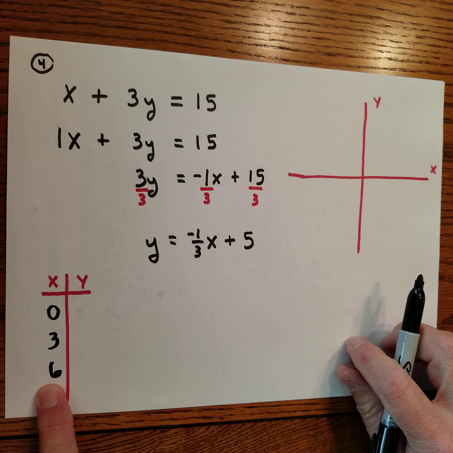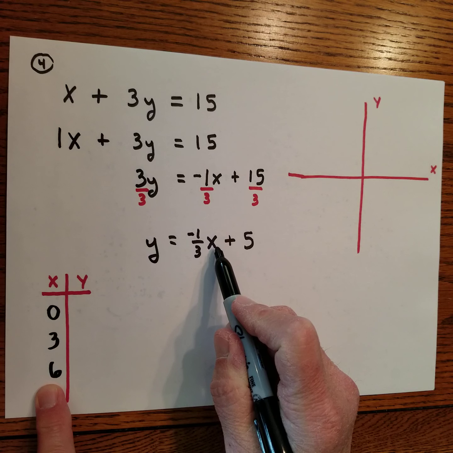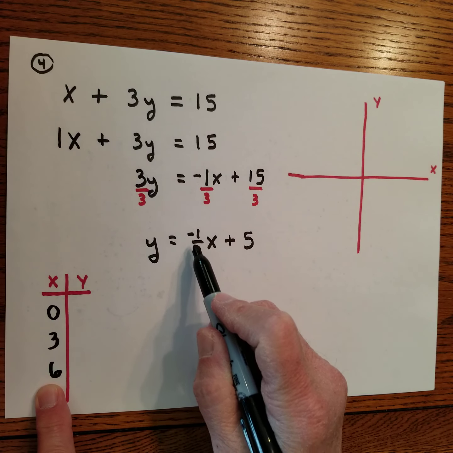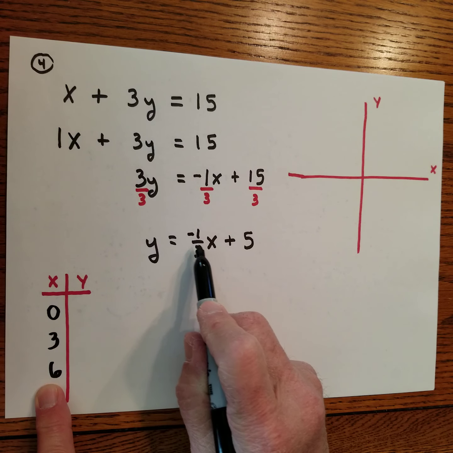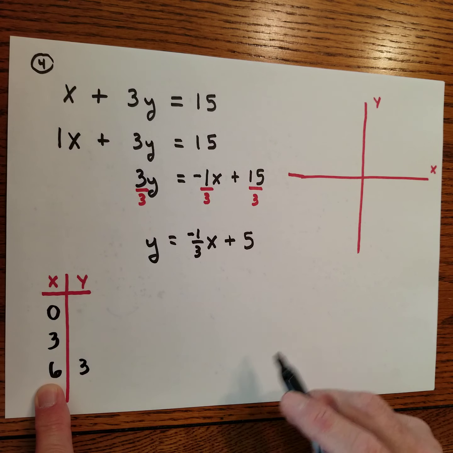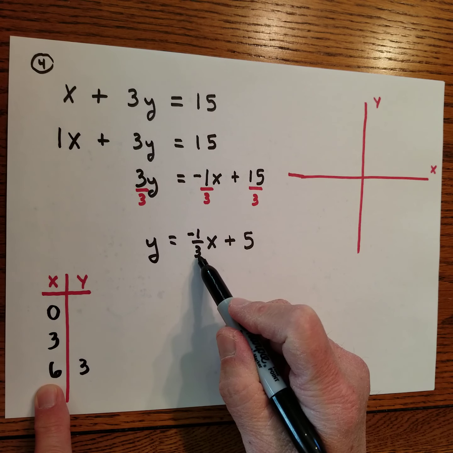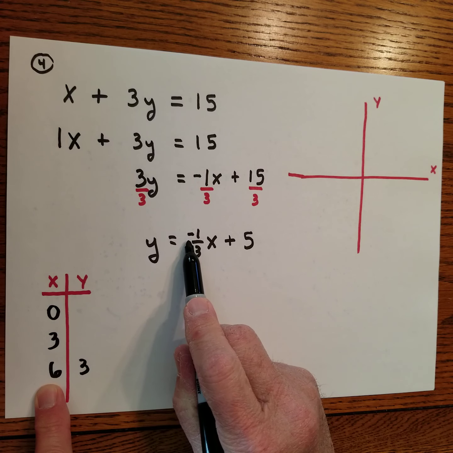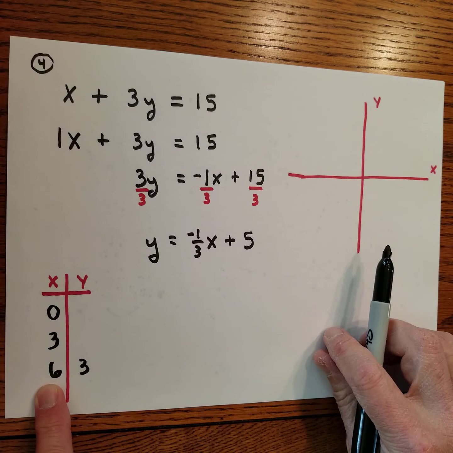Let's plug in the 6 first. When I plug 6 in for x, I go 6 divided by 3 is 2. 2 times negative 1 is negative 2. Negative 2 plus 5 is 3. Let's check that again. We'll plug in the 6. 6 divided by 3 is 2. Times negative 1 is negative 2. Negative 2 plus 5, that's 3.